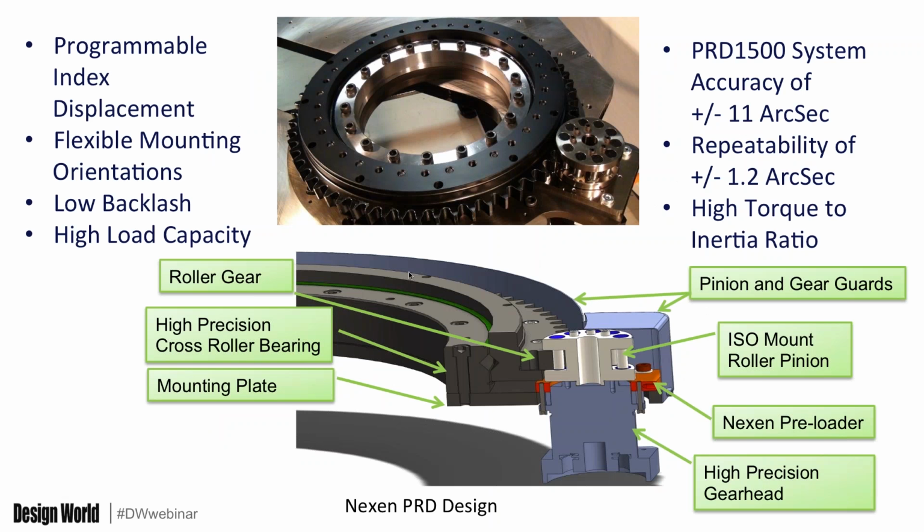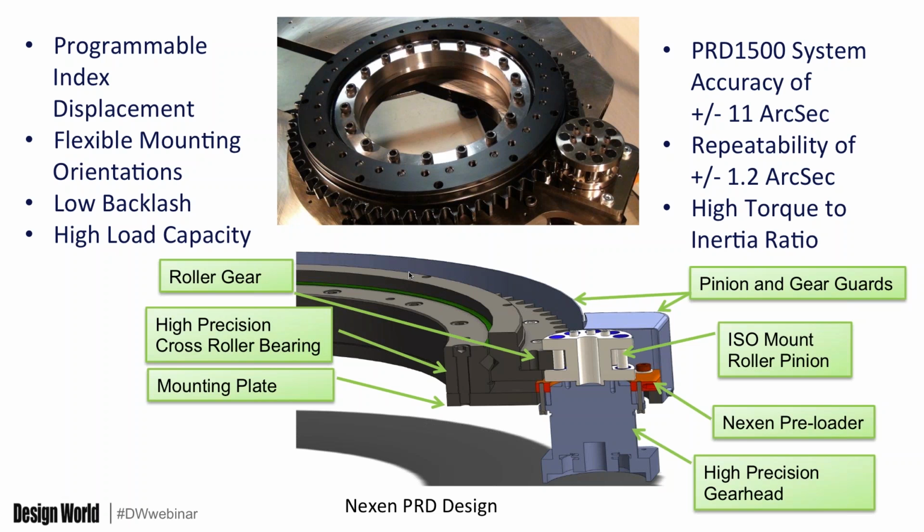So using this technology, what we're able to do is look at a packaged roller pinion technology system for rotary indexing. This slide gives you a good example of what we're able to do. We have a programmable index displacement, flexible mounting, low backlash, of course. The slide captures one of the 1.5 meter bolt circle diameter units, the PRD 1500, which is capable of plus or minus 11 arc seconds for accuracy. The repeatability is plus or minus 1.2 arc seconds.